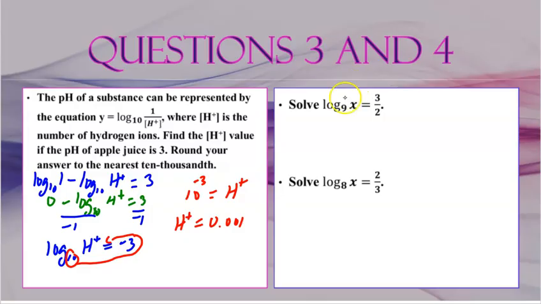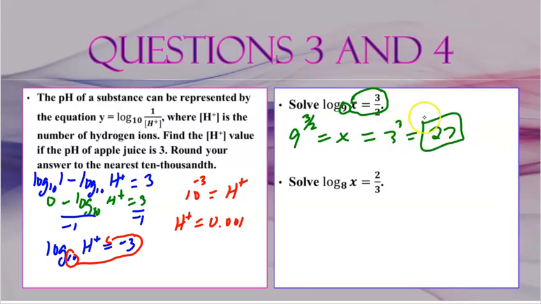So the easiest way for this is write it as an exponential. So it'd be 9 raised to the 3/2 power. And that's going to equal our x. So the square root of 9 is 3. And then 3 cubed is going to give us 27.